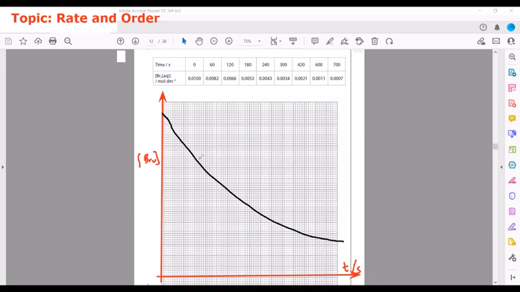And using this graph, we will work out the half-life, and using the half-life, we determine the order of the reaction. If the half-life is constant, it means first order. If the half-life is not constant, it means it is second order.